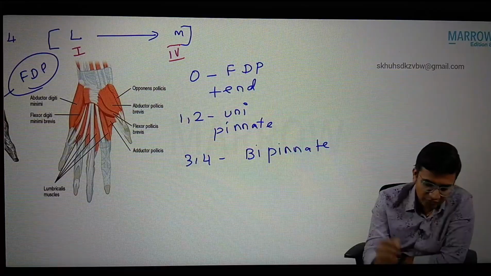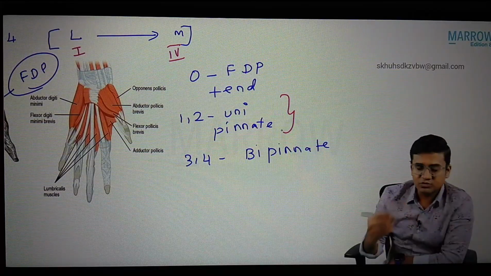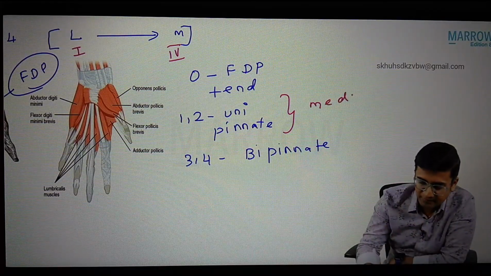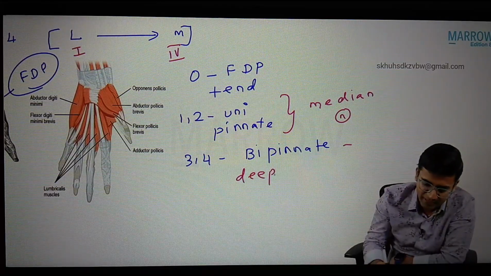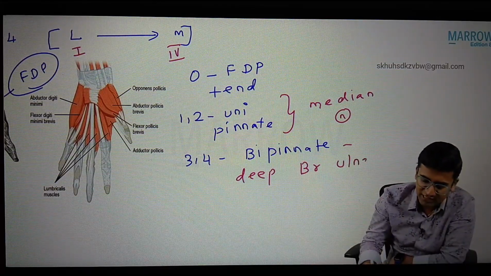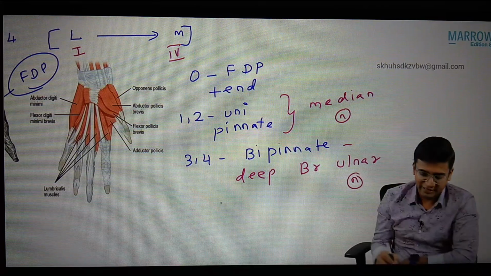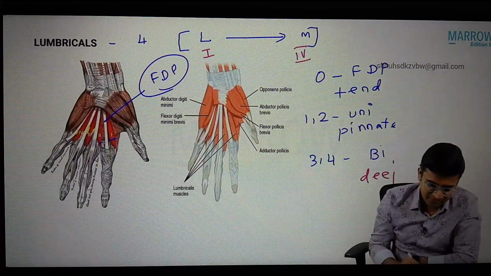Right. Now, we know the nerve supply. Lumbricals 1 and 2 are supplied by the median nerve. Lumbricals 3 and 4 are supplied by the deep branch of the ulnar nerve. Okay. Now, what about the insertion?